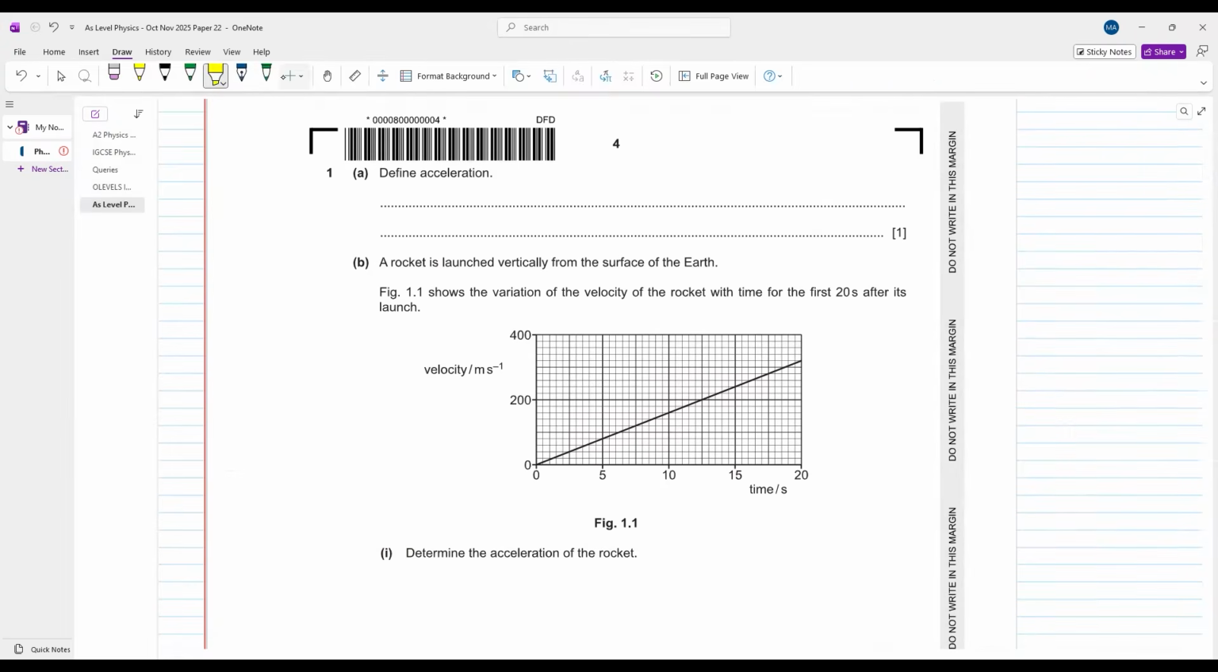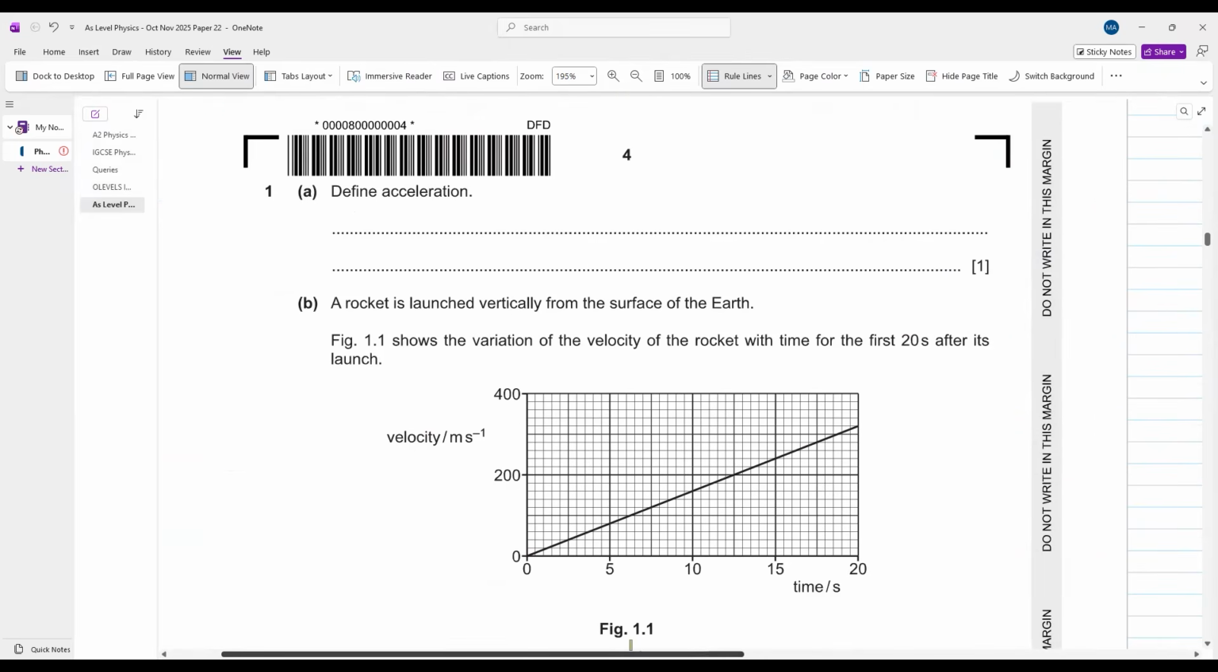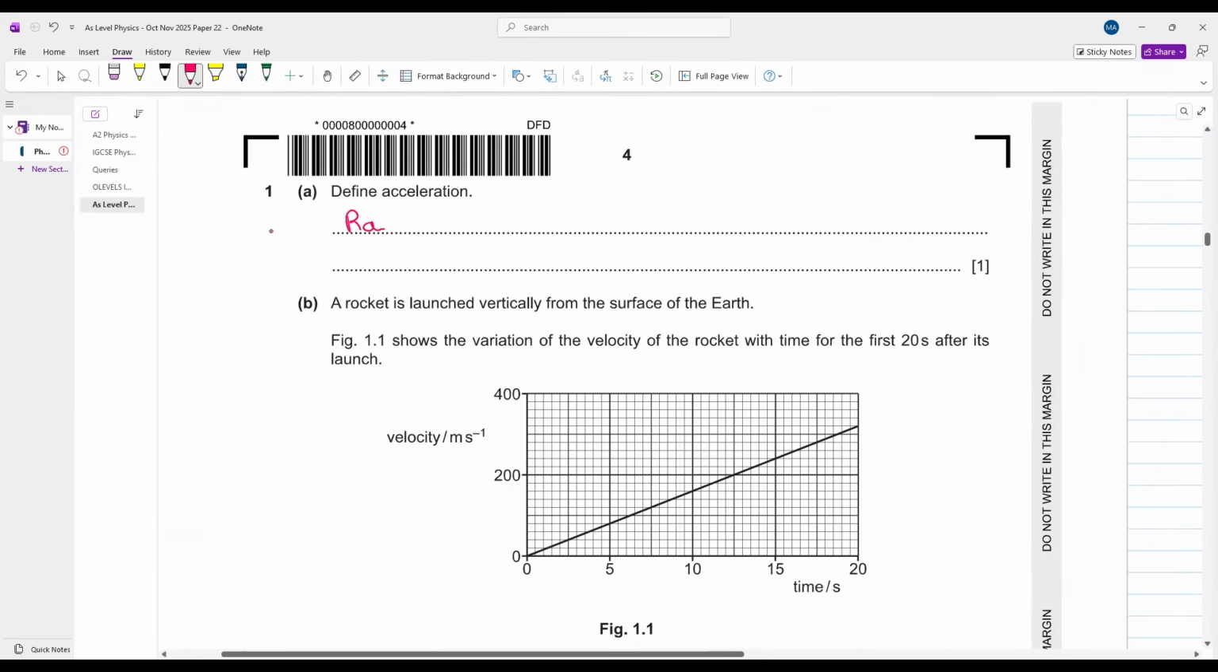Define acceleration. बेटा, acceleration की definition क्या होती है? What is the definition of acceleration? Any genius in the chat? Acceleration is the rate of change of velocity. एक्सेलरेशन की डेफिनेशन क्या होती है? रेट ऑफ चेंज ऑफ वेलोसिटी.